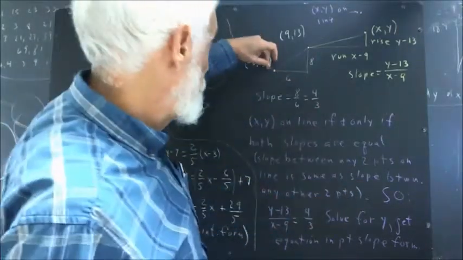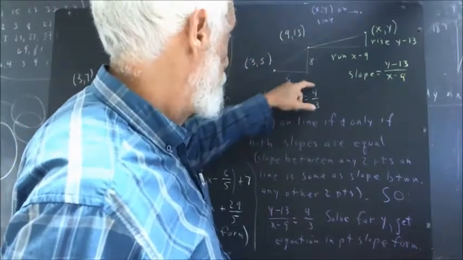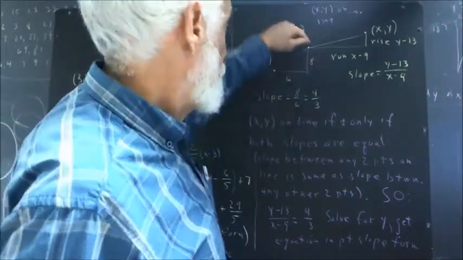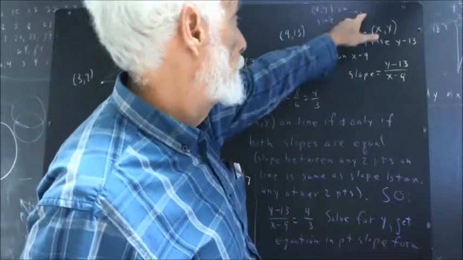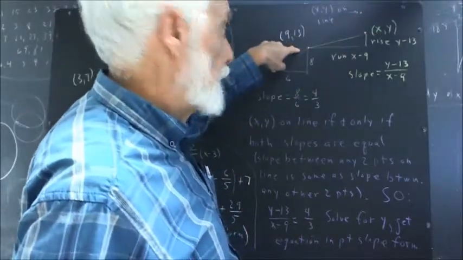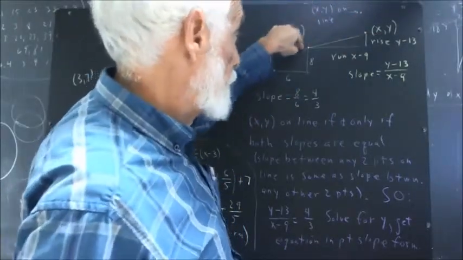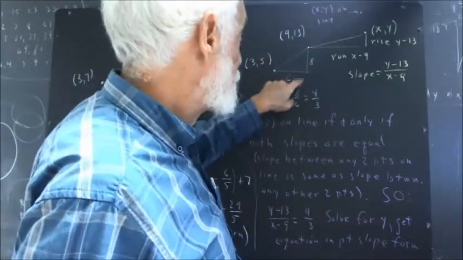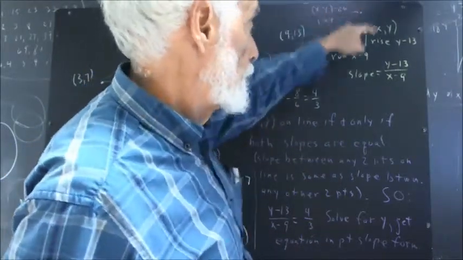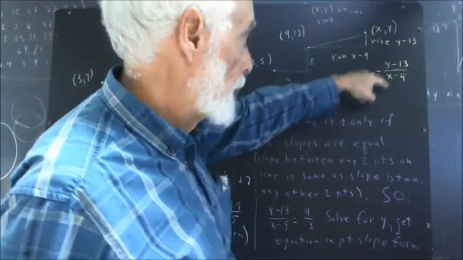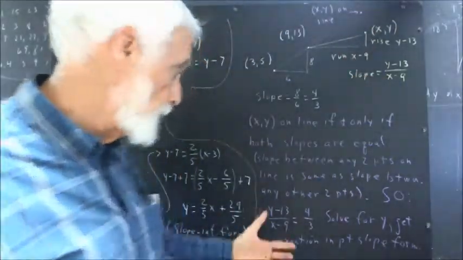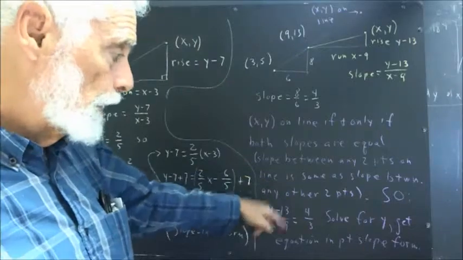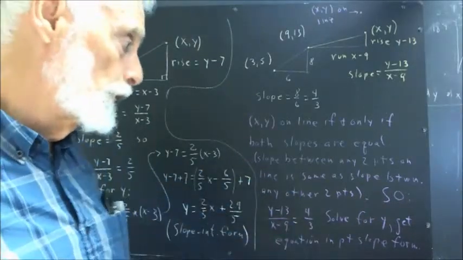And what do we have? We have 2 points here where the slope is 4/3, and we have 2 points here where this slope is undetermined. But if (x, y) is going to be on the line, it has to be equal to 4/3. Of course, the slope between these points is y minus 13 over x minus 9. So y minus 13 over x minus 9 must equal 4/3.